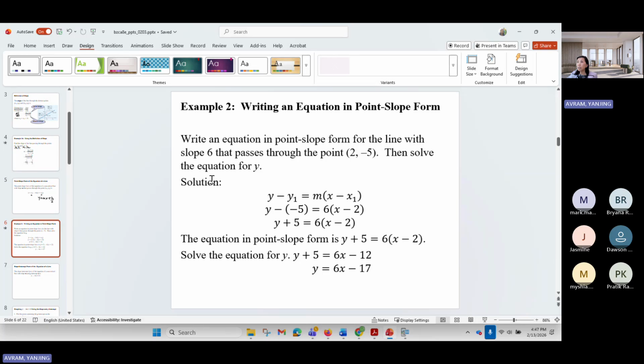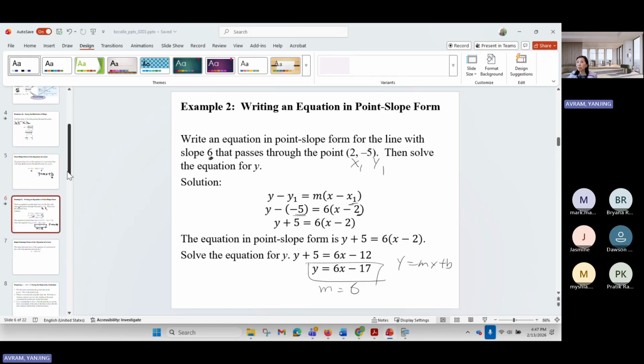All right, if you have a slope of 6 passing through this point, what is the equation? Well, look at that. The slope is already given to you, right? So this is your x1, y1. Plug in x1 is 2, y1 is negative 5, and then you simplify into the y equals mx plus b form. So your slope here is 6, and it tells you the slope is 6, so that's exactly right. And then your y-intercept is, when x equals 0, y will be negative 17, right? So that is the slope-point form in here.